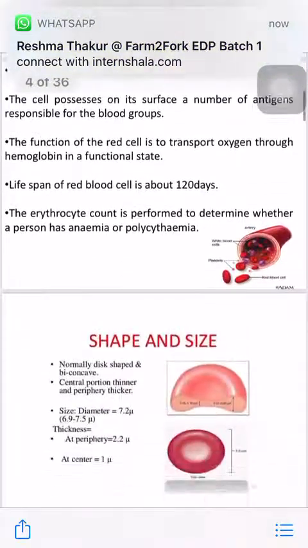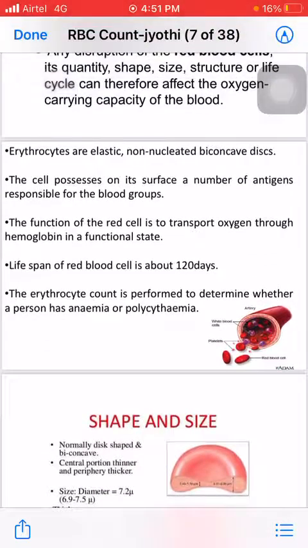capacity of the blood. So basically when we talk about the morphology, erythrocytes are non-nucleated biconcave discs. The cells possess on the surface a number of antigens which are responsible for blood grouping, as we have discussed earlier. The function of the red cell is to transport oxygen through hemoglobin in a functional state. Lifespan of the red blood cell is 120 days.